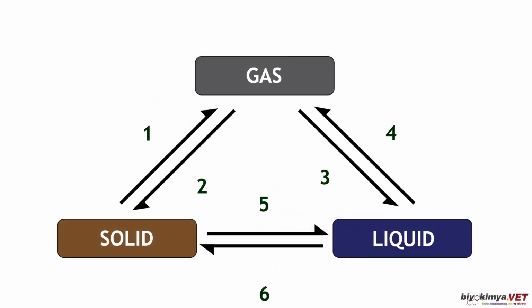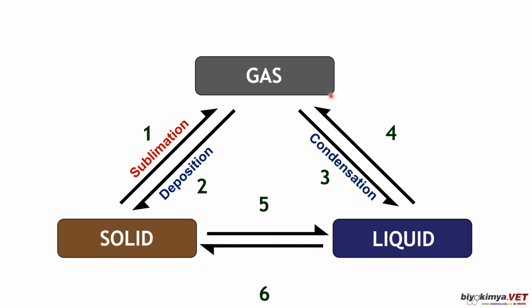And here is a good figure summarizing the phase changes. I think this figure makes it easy to study the phase changes. Here you see the solid, liquid, and gas. It's a triangle. The first phase change is sublimation, converting a solid to a gas, and converting a gas to a solid is deposition. Sublimation is an endothermic process. Deposition is an exothermic process.